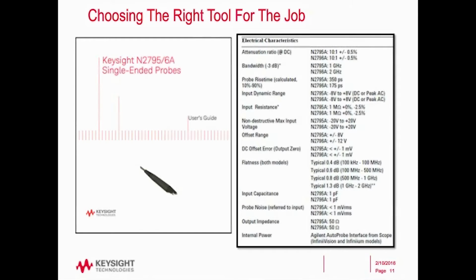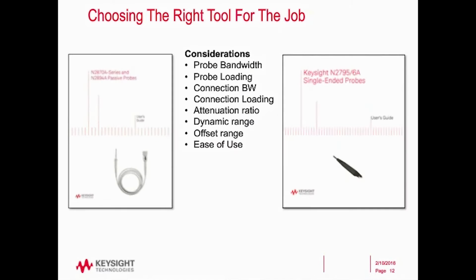So how do you translate these specifications or characteristics into useful knowledge about whether this tool is right for the job that I'm about to use it for? Well, that's what I hope to do next here. We're going to talk about some of these considerations: the probe bandwidth, the probe loading, the connection to the target, attenuation ratio, dynamic range, offset, and ease of use, and how you can go through and look at the specifications and characteristics for these probes and translate this into useful knowledge about how to best use this probe. First thing we're going to talk about, probe bandwidth.